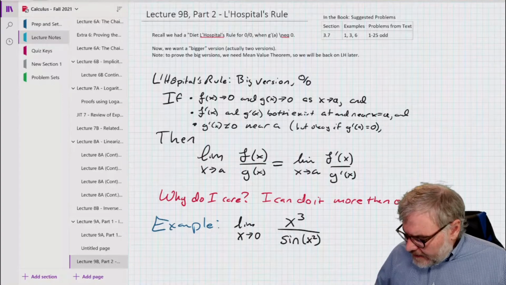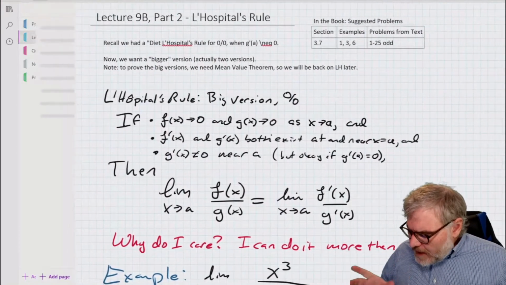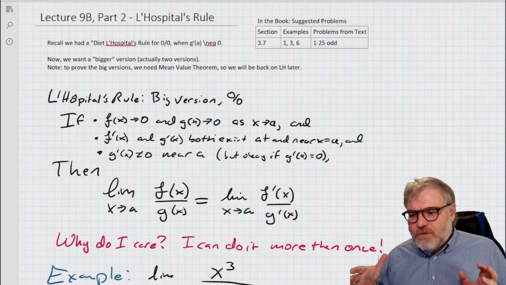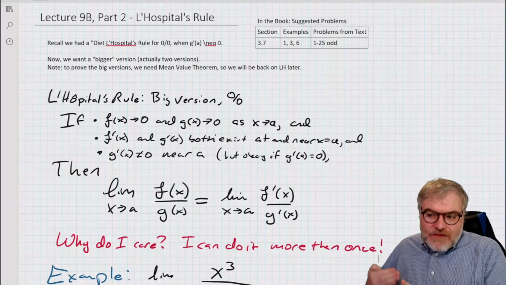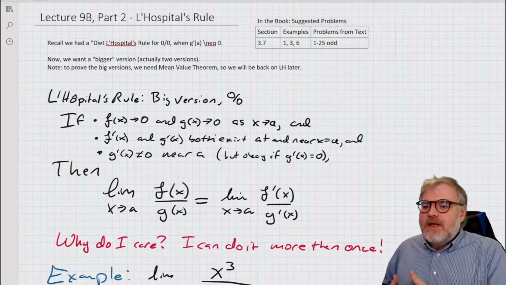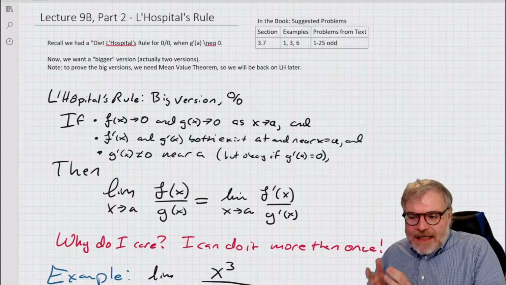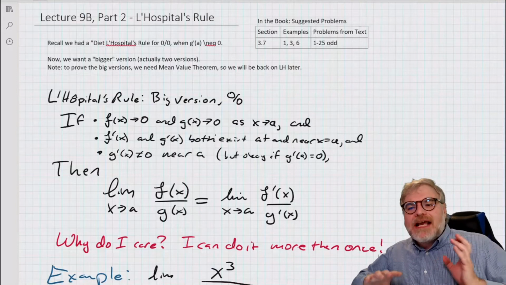What we've got here is L'Hopital's Rule. This is 3.7 in the book. One thing that's interesting is that the book presents L'Hopital's Rule before you actually have the machinery to do the proof of it. So we're going to talk about it now briefly, and we've already talked about it before, and then we're going to come back to it.